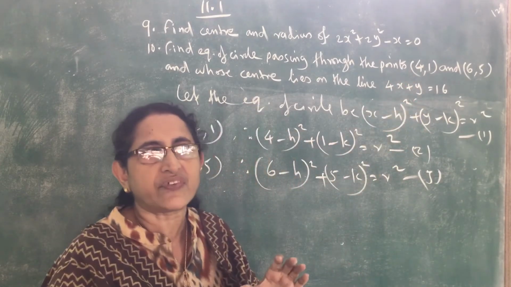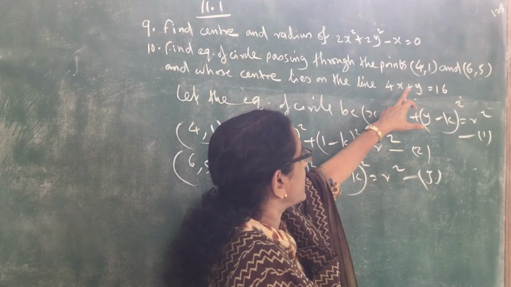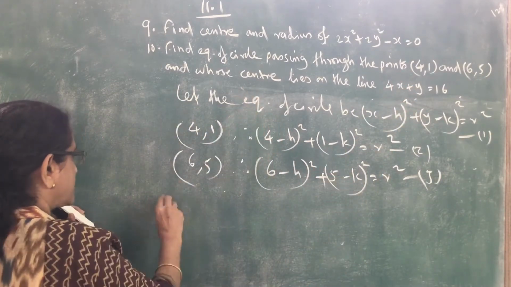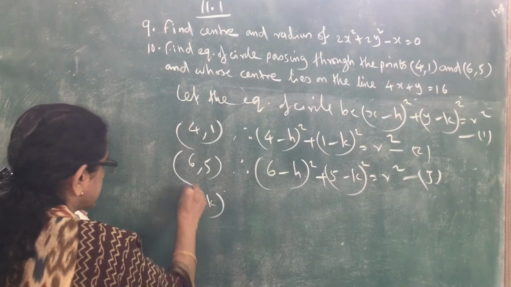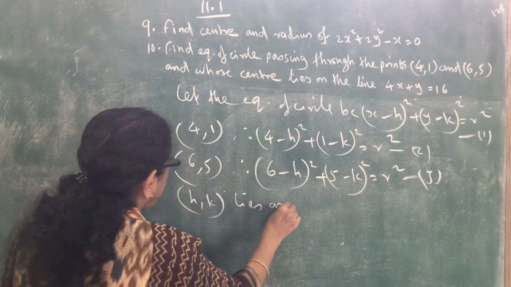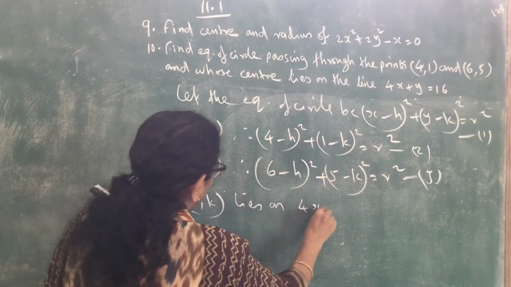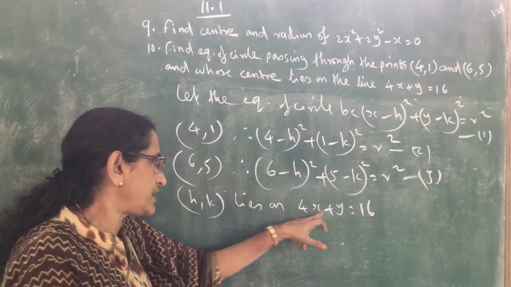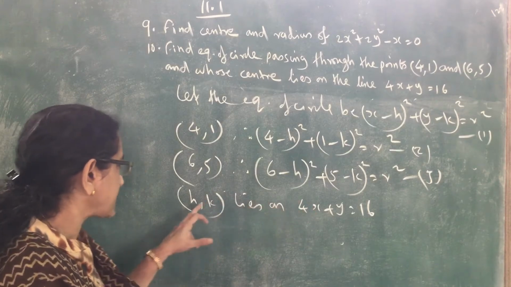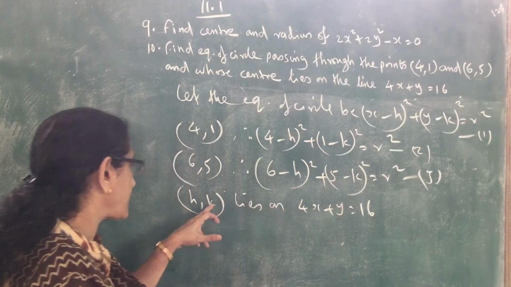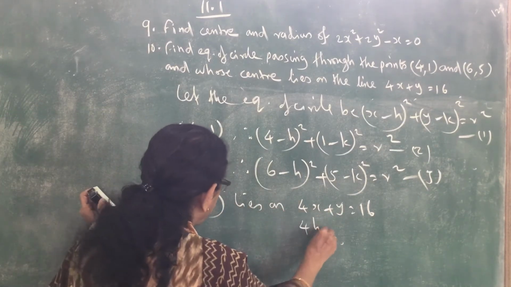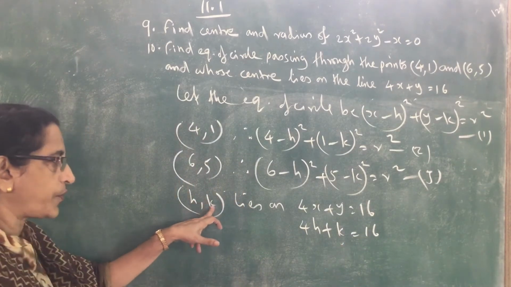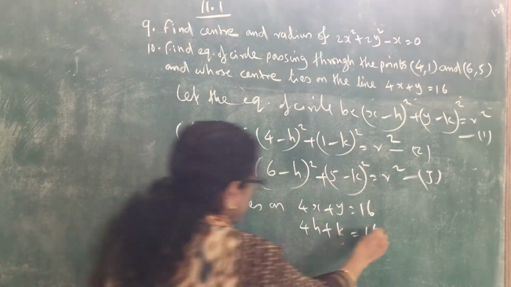That means we can substitute (h, k) in this line. In the place of x we write h, in the place of y we write k. So we get 4h plus k equal to 16. That is one equation, equation 4.